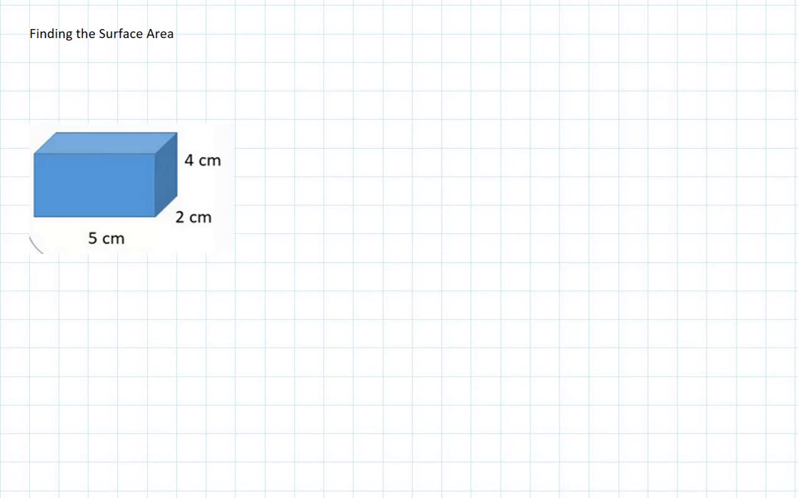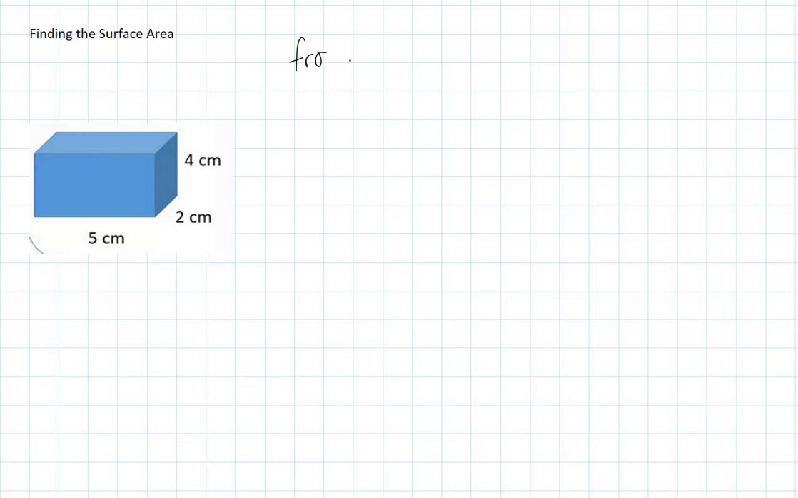We're going to look now at finding the surface area of some 3D shapes. So what that means is if you were going to cover this in wrapping paper, like really tightly, what area of wrapping paper would you need? Okay, well, this is a cuboid. So the surface of it is made up of 6 rectangles.